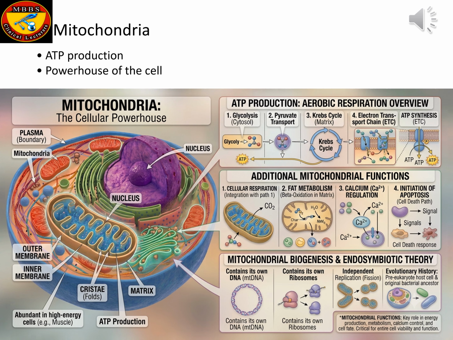Mitochondria. Mitochondria are known as the powerhouse of the cell because they generate ATP through aerobic respiration. Each mitochondrion has an outer membrane, inner membrane, cristae, and matrix. Functions include ATP production, cellular respiration, fat metabolism, calcium regulation, and initiation of apoptosis. Mitochondria contain their own DNA and ribosomes, supporting the endosymbiotic theory. Cells requiring more energy, such as muscle cells, contain numerous mitochondria.